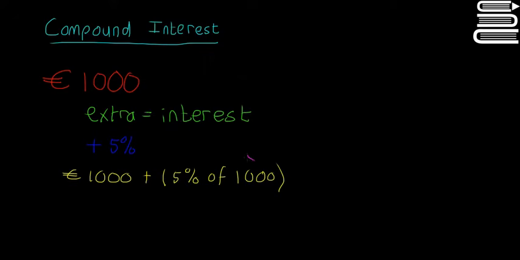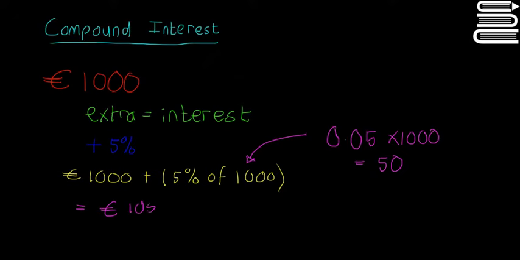And 5% of 1,000, I'm just going to draw an arrow over here, that's equal to 0.05 times 1,000. So that's how you get percentages of numbers, and that's just going to give us €50. So that means the total amount you have to pay back to the bank is €1,050. So does that make sense? That's how banks make money: they loan out money, or they give you a loan of money, and then you have to pay it back with interest. So that's the idea.